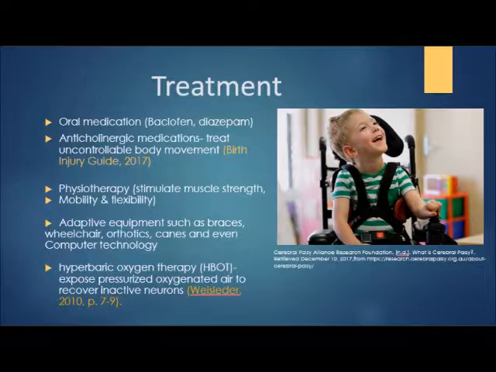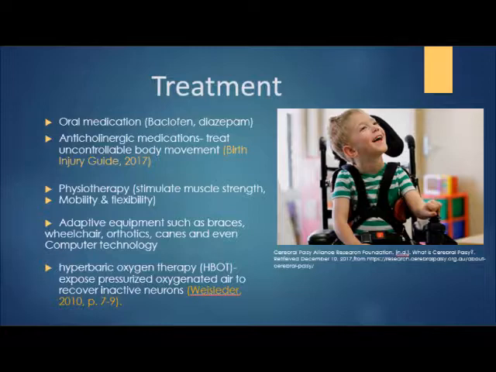Specifically, medications provide temporary relief, such as baclofen, which actually relaxes the muscle directly, and diazepam, which acts on brain chemistry. In addition to that, common anticholinergic medications are used to treat uncontrollable body movement, varying from muscle stiffness, tremors, and spasms, while stimulating the nervous system by blocking neurotransmitters to promote muscle movement.